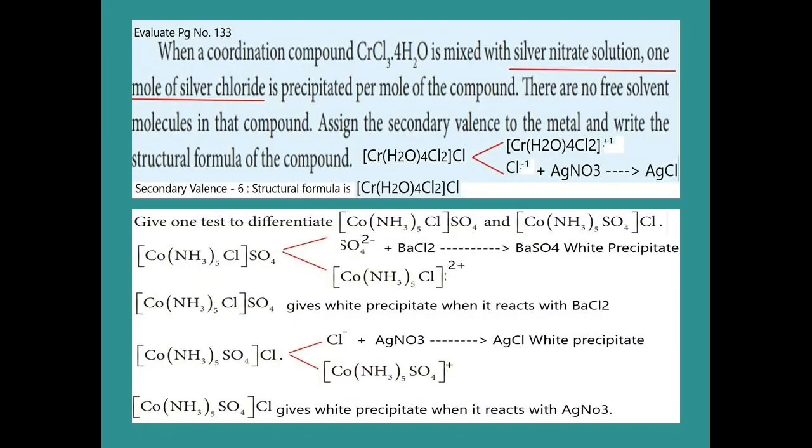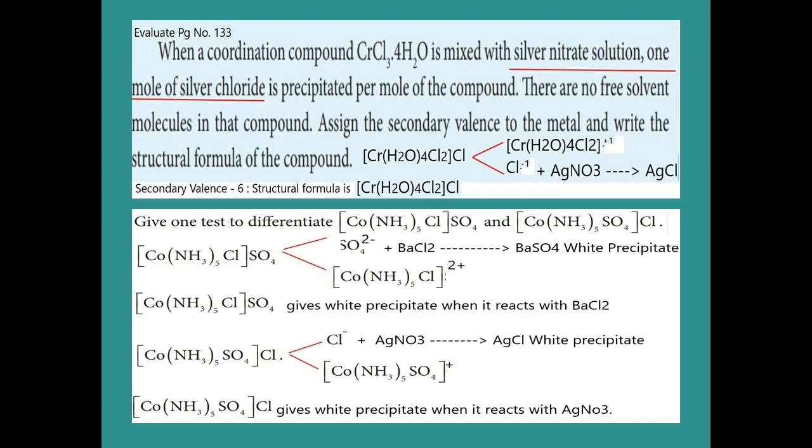Evaluate page number 133. When the coordination compound CrCl3·4H2O is mixed with silver nitrate solution, 1 mole of silver chloride is precipitated per mole of compound. If we get 1 mole of silver chloride, only 1 chlorine should be available for the silver nitrate solution. So only 1 chlorine is present outside the square bracket.